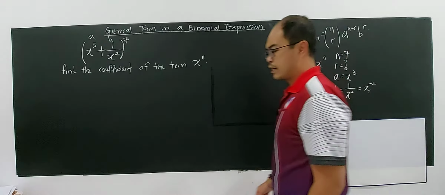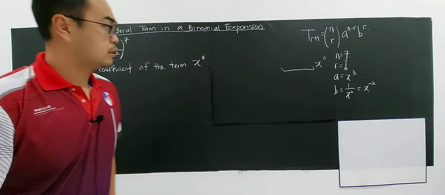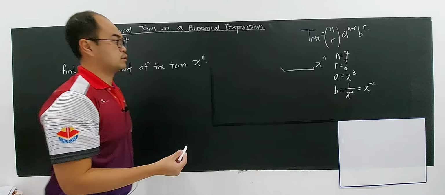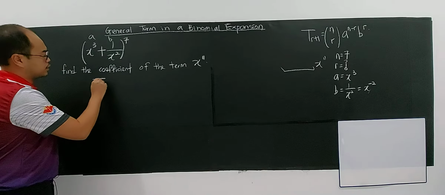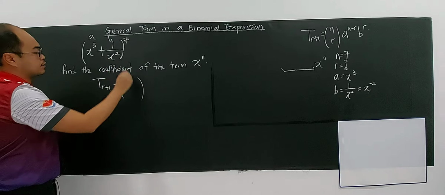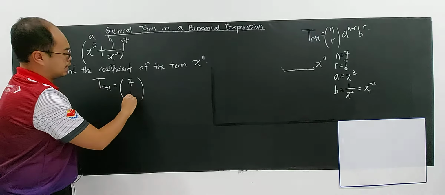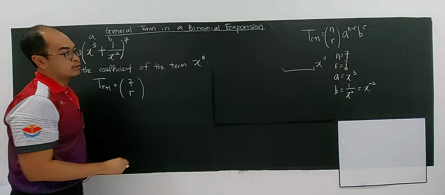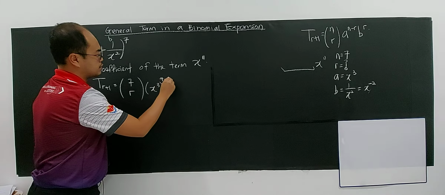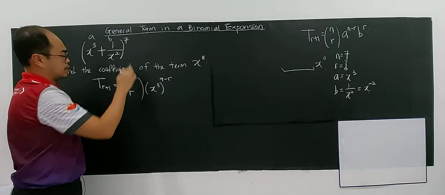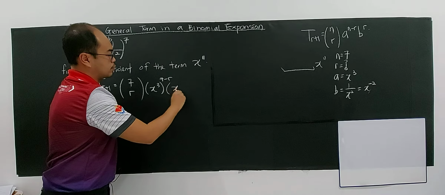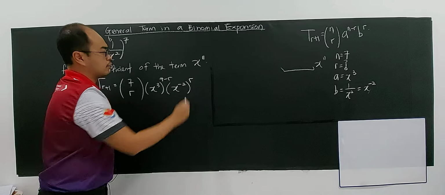This question is slightly different from the previous example, where the value of r could easily be chosen. Now I apply the formula T r plus 1. So nCr, your n is 7, and r you need to identify. a is x to the power of 3, to the power of 7 minus r, n minus r, according to the formula. Then x to the power of negative 2 to the power of r.